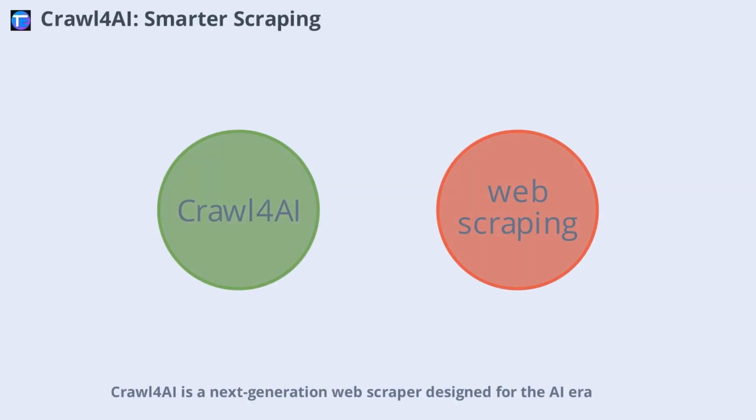Crawl4 AI is a next-generation web scraper designed for the AI era. Unlike traditional scrapers that break with every minor website update, Crawl4 AI outputs clean, structured data that's ready for AI pipelines. It's resilient to layout changes and efficient in its use of tokens, making it both fast and cost-effective. This tool forms the backbone of the data collection process in our sentiment dashboard project.